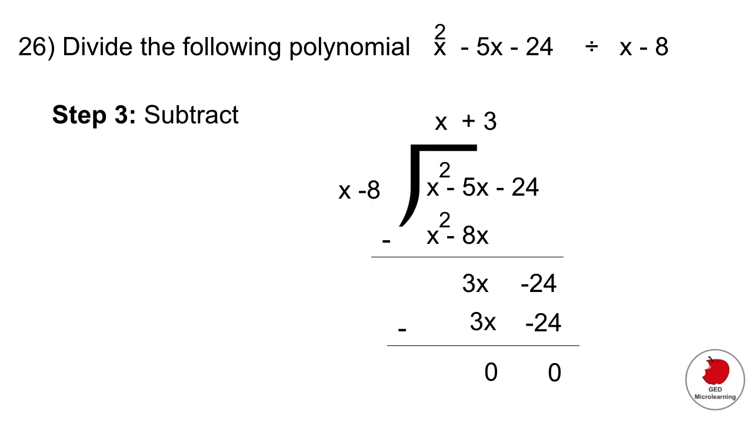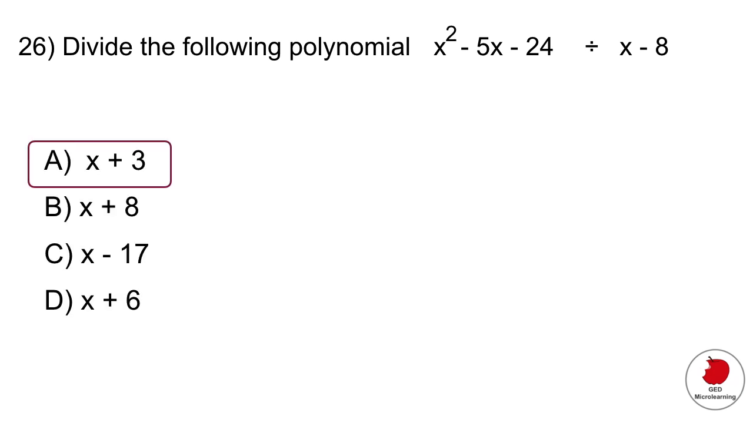Step 3, subtract. So 3x minus 3x is 0, and minus 24 minus negative 24 is 0. Okay, so you can see that in this case we don't have a remainder. It's very clean, so our answer is going to be what is on top of the division bar, which is x plus 3. Okay, so that's how you divide polynomials. It's a little bit more involved, but I find that this is the easiest way of doing it in the end.